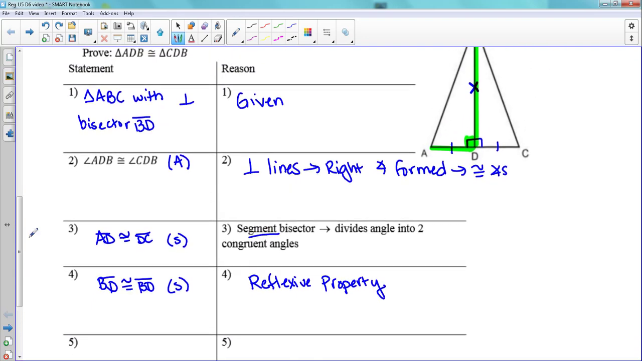And I want to make sure that I write my proof statement exactly as it's written above here. So triangle ADB is congruent to triangle CDB by side, angle, side congruence.